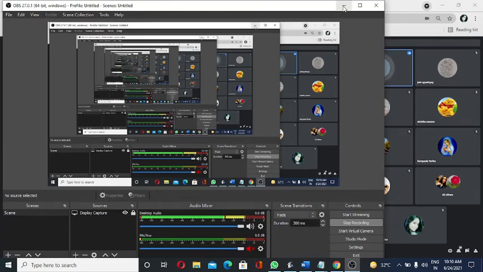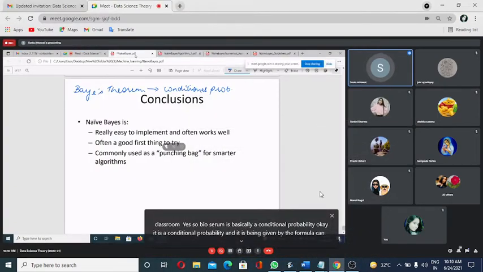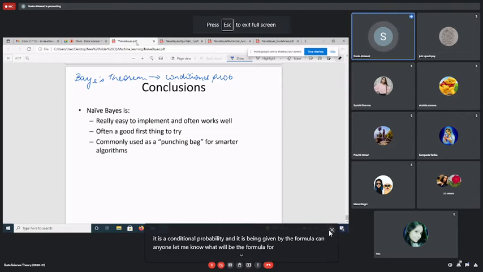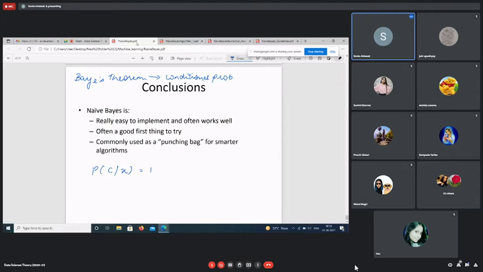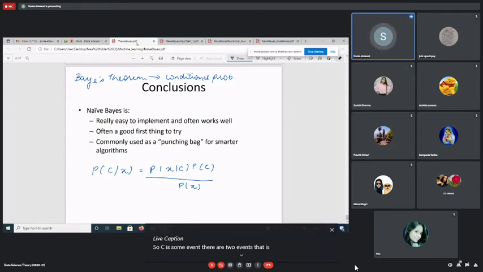And it is being given by the formula. Can anyone let me know what will be the formula for Bayes theorem? How do I write the formula for Bayes theorem? So C is some event. There are two events, that is X and Y.